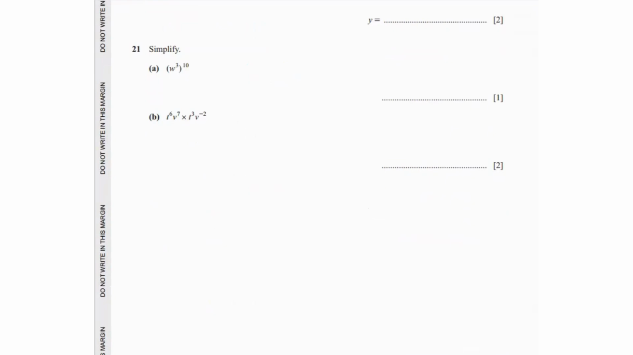Then it says simplify w to the power of 3 whole power 10. According to the rules of indices, whenever there's a power outside the bracket and inside the bracket, we multiply the powers. So that's going to be w to the power of 30.